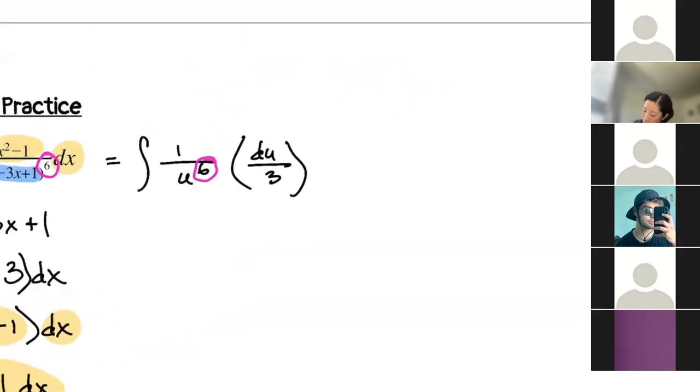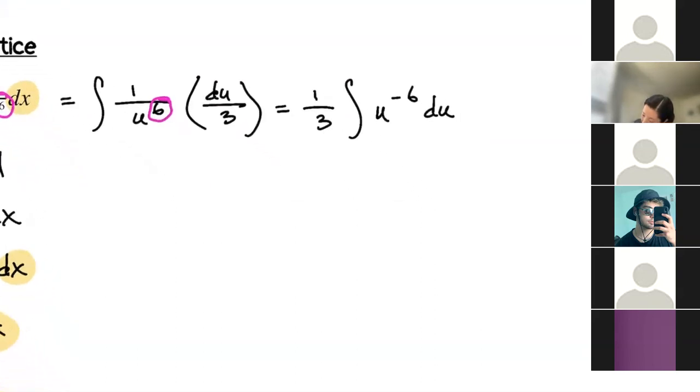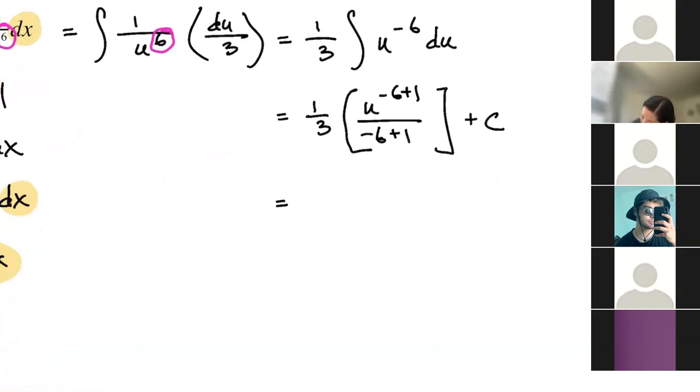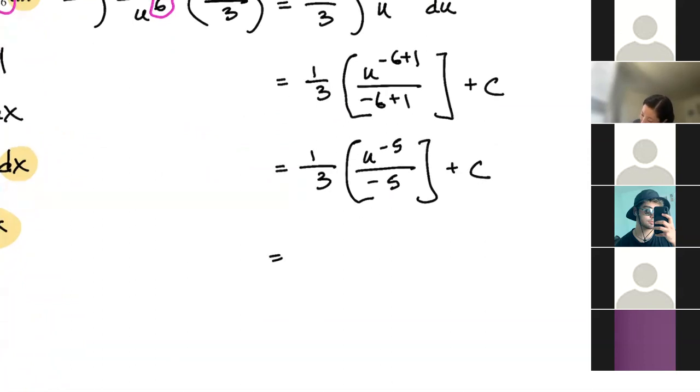Now, if we are to think about a form that would be easier to take an integral of, we might bump the 1/3 out to the front. And we might also write this as u to the -6 du. Then we'll get 1/3 u to the -6 plus 1 over -6 plus 1 plus c. Let's clean this up a little bit. We've got 1/3 u to the -5 over -5 plus c. And this should give us -1 over 15 u to the 5th plus c.